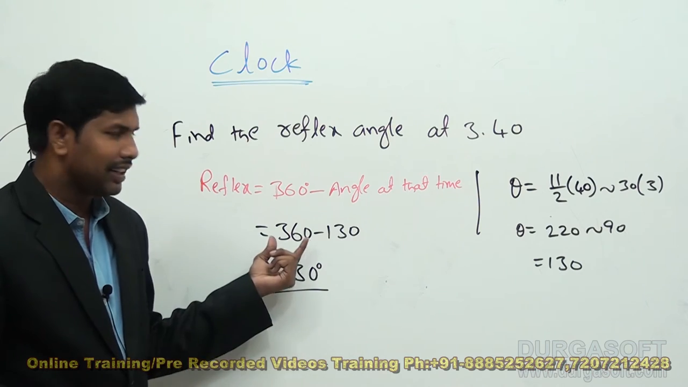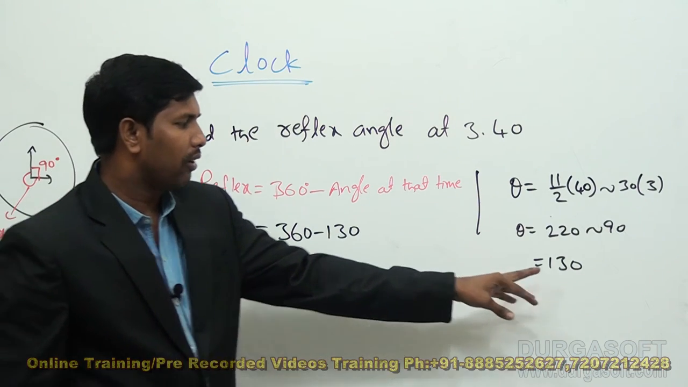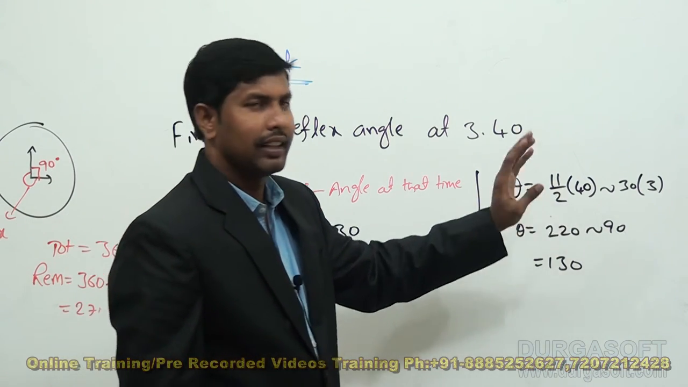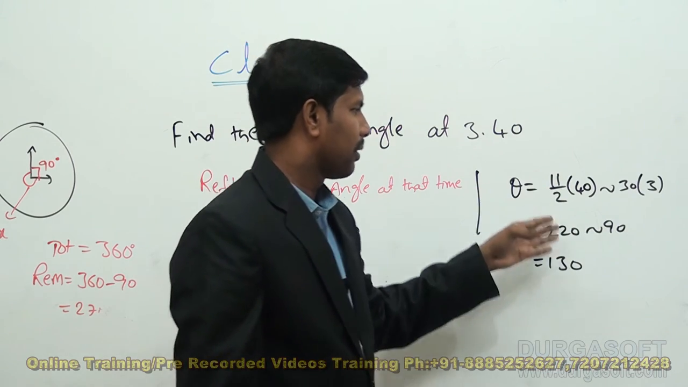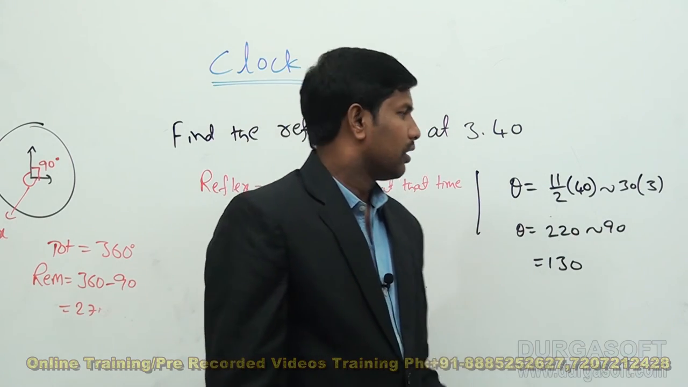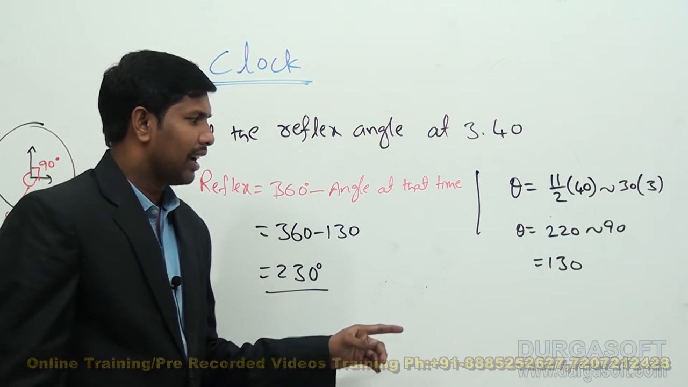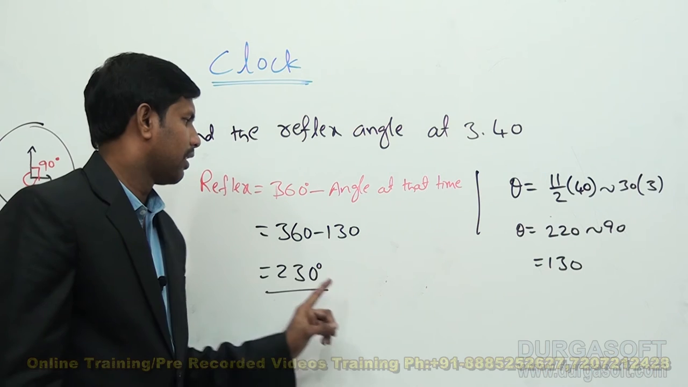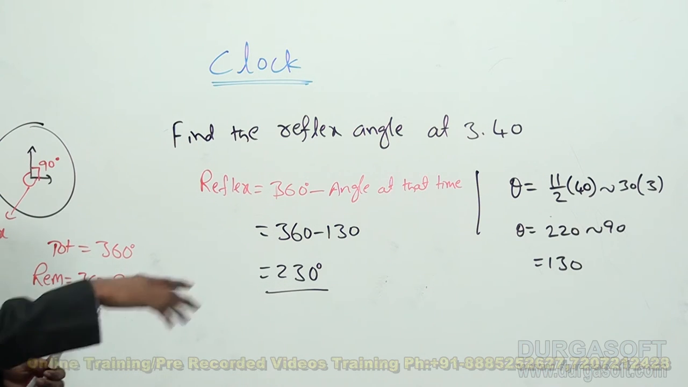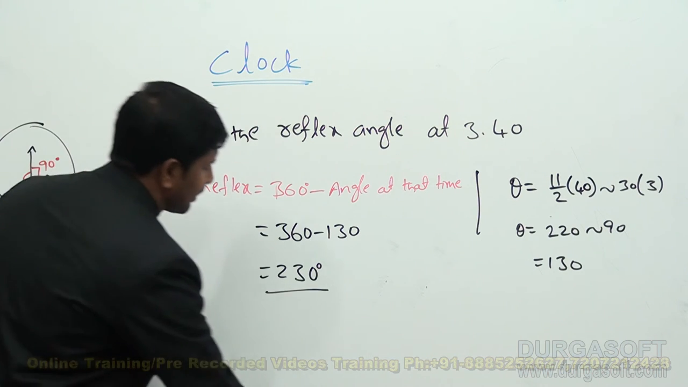How are we getting it? 360 minus the angle at this time. And how we are getting that angle is simply the same previous formula only, 11/2 m minus 30 h. This is how we can calculate the required reflex angle. For any time, we can find the reflex angle.